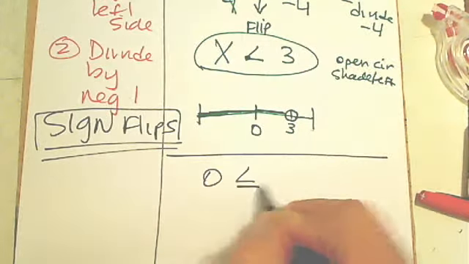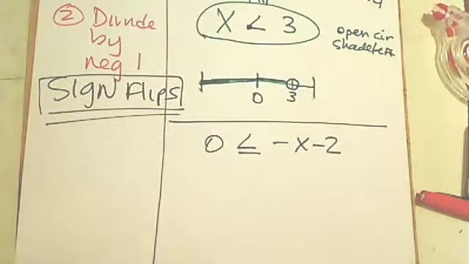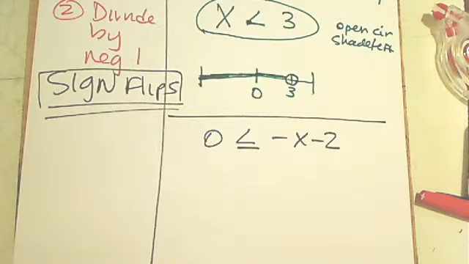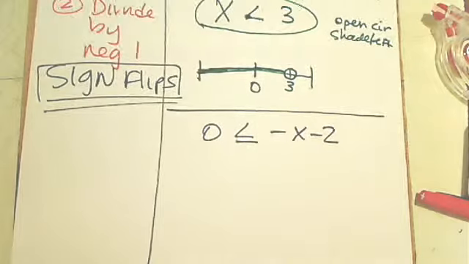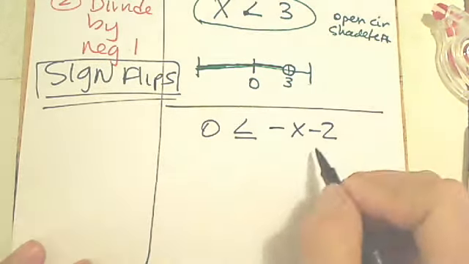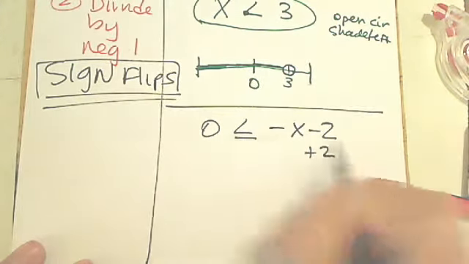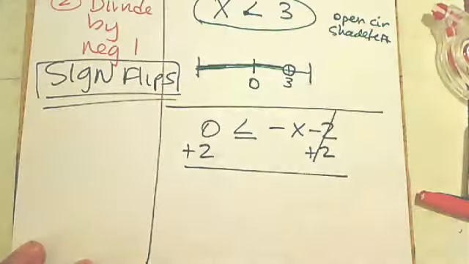0 is less than or equal to negative x minus 2. There's a whole bunch of things wrong with this problem. Gabby, you ready? Let's fix it. X is on the one side. Okay, so let's move the number first. Let's add 2, right? Let's fix that first.